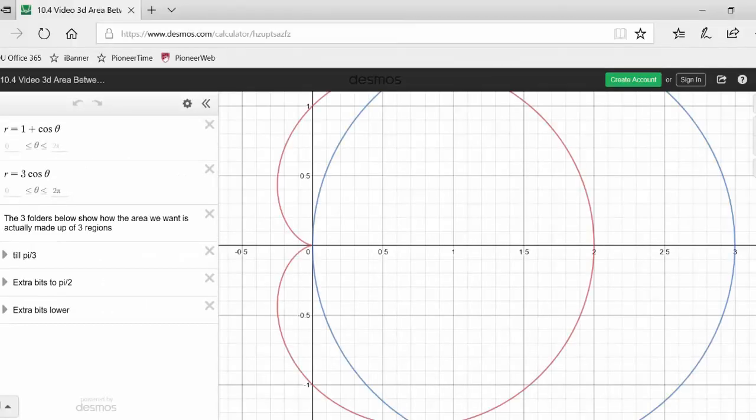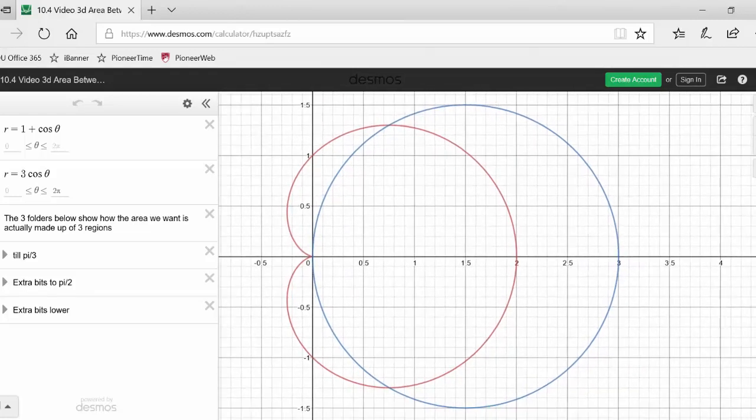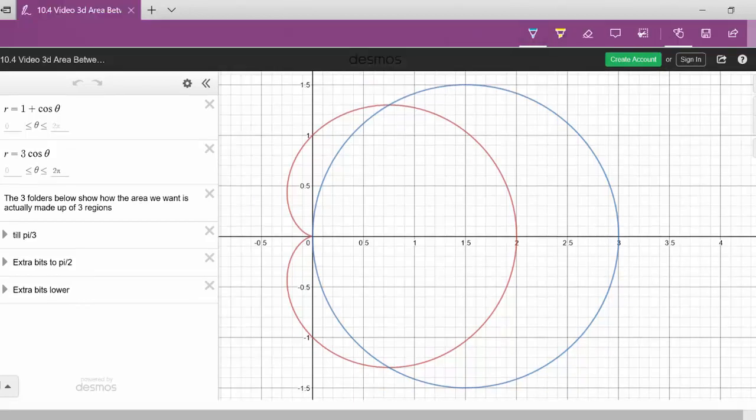So I created this Desmos page to help make sense of this. Let me zoom that in a little so we can see all of it. And on the left-hand side, you'll be able to see this page later. We can look at what's happening here. So I'm going to annotate on this page for a second.